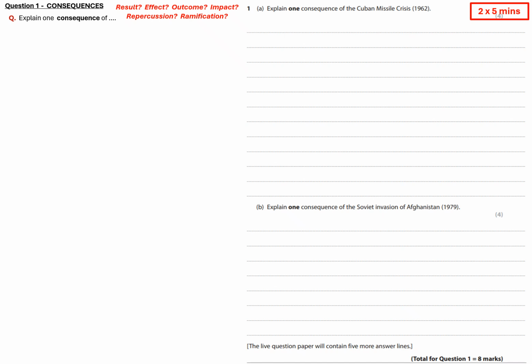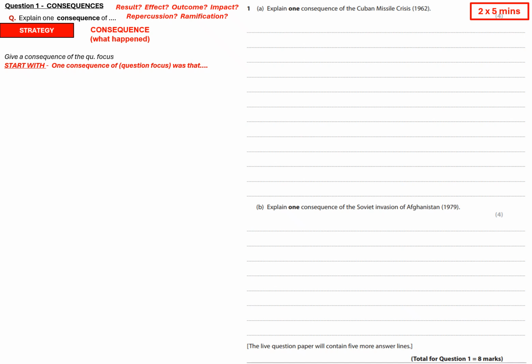Now, crucially, you are being asked to explain the consequence of the event. You are not being asked to write specifically about that event. The mistake people make on this question is that they will just talk about, for example here, the Cuban Missile Crisis. You're not being asked to do that. You're being asked to say what happened as a result of the Cuban Missile Crisis. So you're going to start it by going straight into the consequence. What happened after? Give a consequence of the question focus.